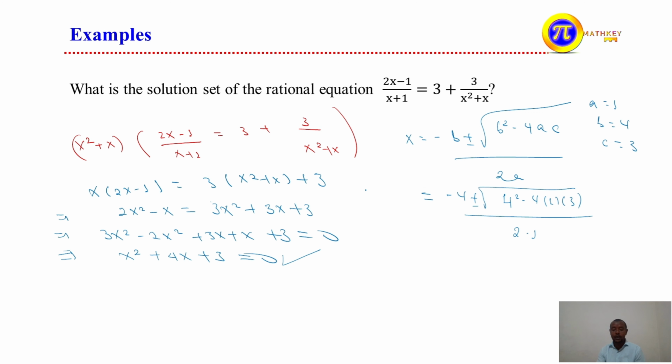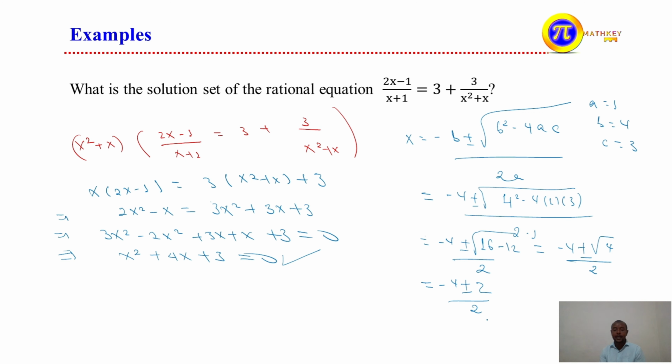When you come to here, what is the value? This means negative 4 plus or minus the square root of what? 4 squared means 16. 16 minus 4 times 3, that is 12, over 2. Which is equal to negative 4 plus or minus the square root of 16 minus 12, which is the square root of 4, divided by 2. Since 4 is a perfect square, we take out 2, divided by 2.